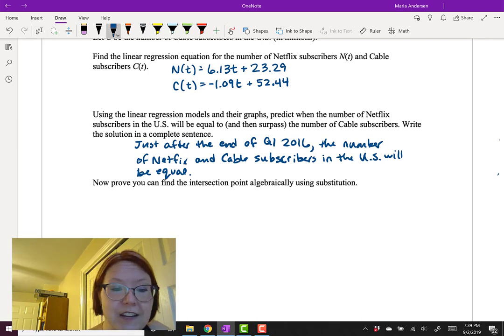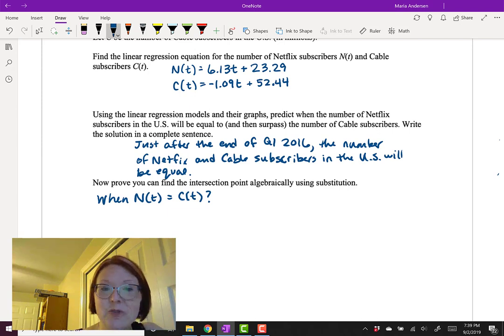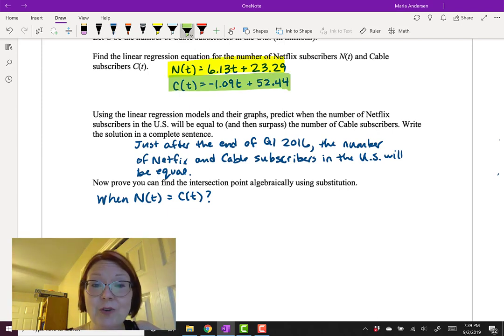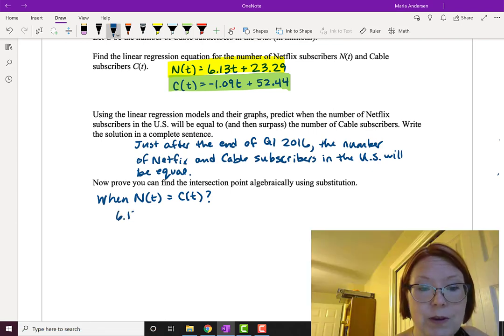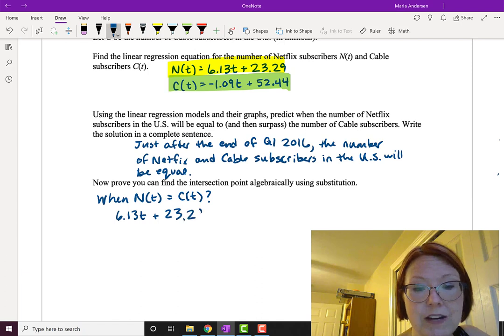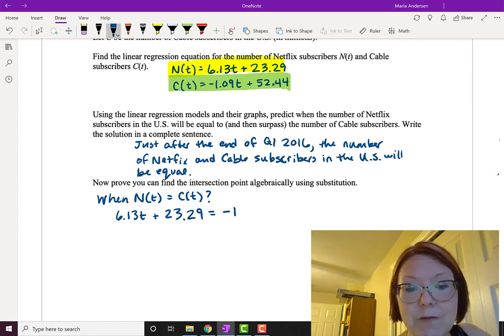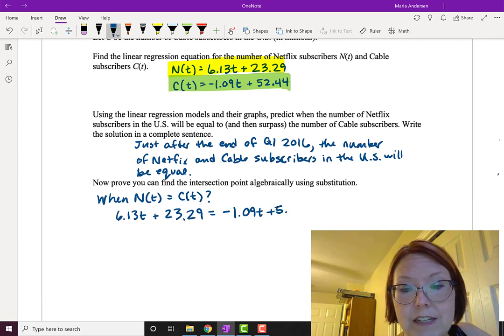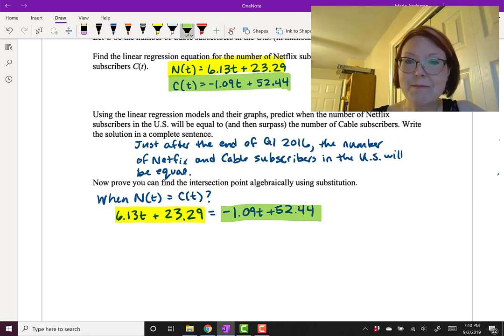Now let's prove we can do that same work mathematically without the help of the graph. We want to find when N of t equals C of t. We have an equation for N of t, and we have an equation for C of t. So let's just set the right halves of those equations equal to each other. 6.13t plus 23.29 equals negative 1.09t plus 52.44.